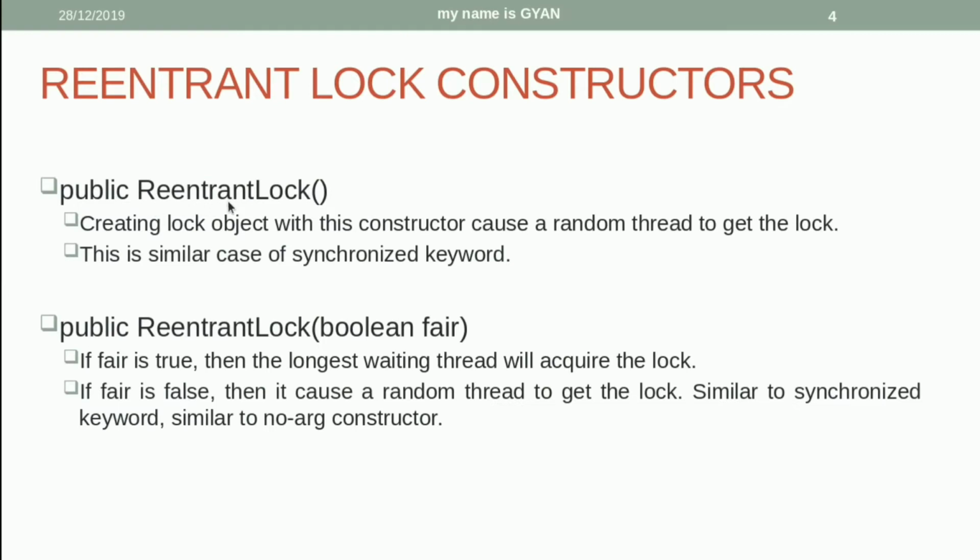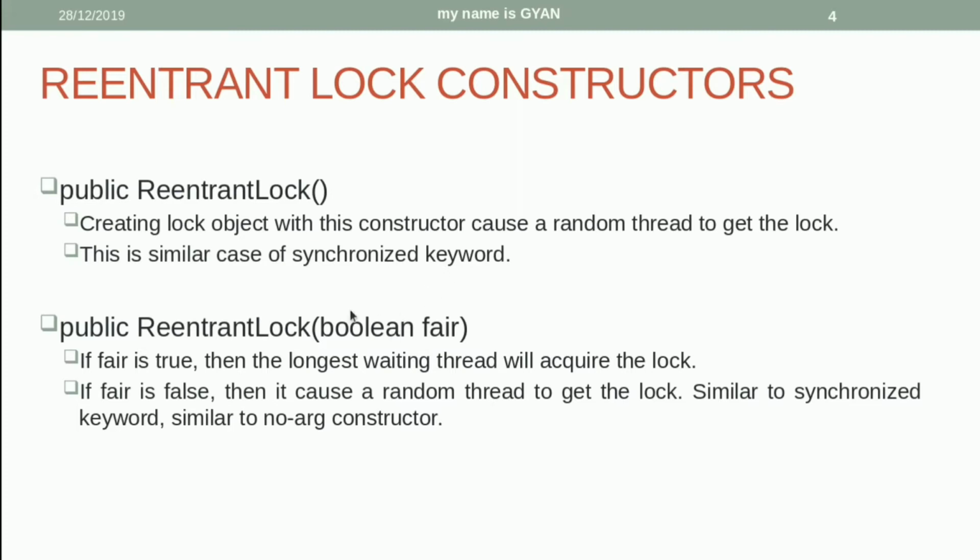There are two constructors for the class ReentrantLock. One is the default constructor and the other one is the parameterized constructor which accepts a boolean as its argument. Using the default constructor causes a random thread to get the lock, and using the default constructor of ReentrantLock is similar to the case of the synchronized keyword.